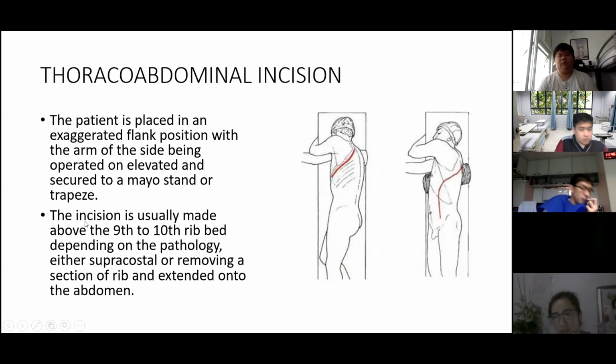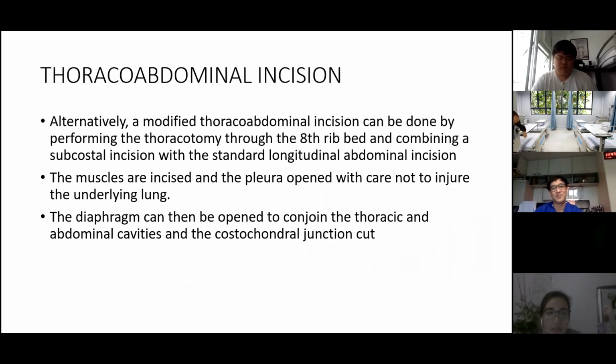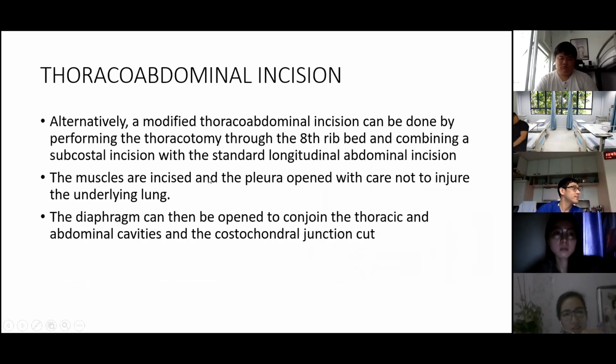The incision is made above the ninth to 10th rib bed depending on the pathology, either supracostal or removing a section of rib, and extended into the abdomen. It can be extended to the midline if needed. Alternatively, a modified thoraco-abdominal incision can be done by performing the thoracotomy through the 8th rib bed and combining a subcostal incision with a standard longitudinal abdominal incision.